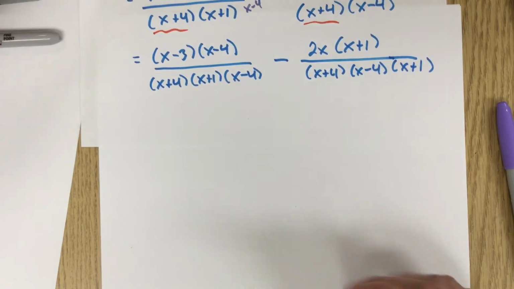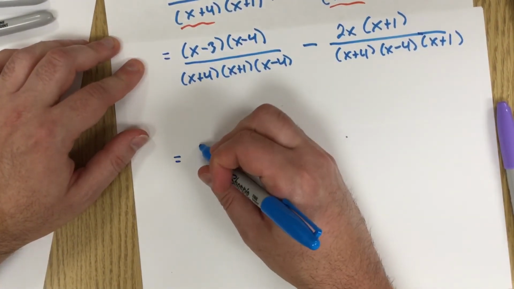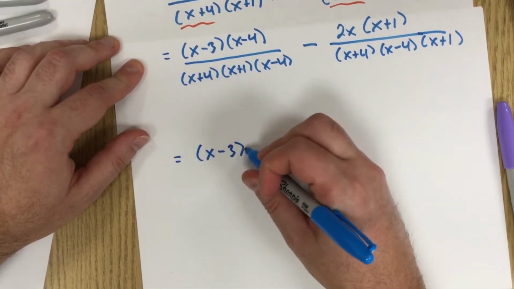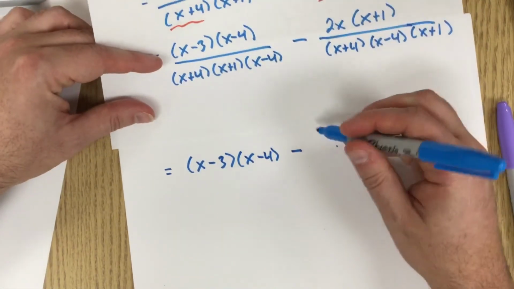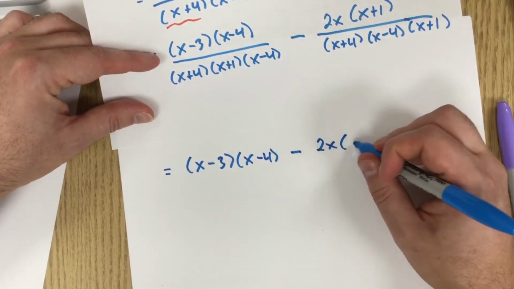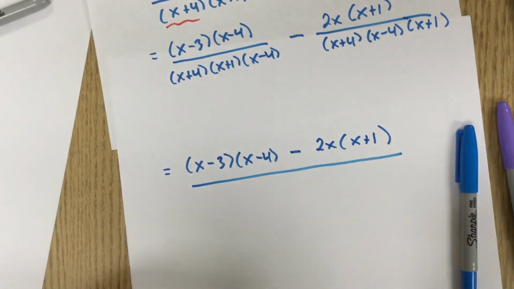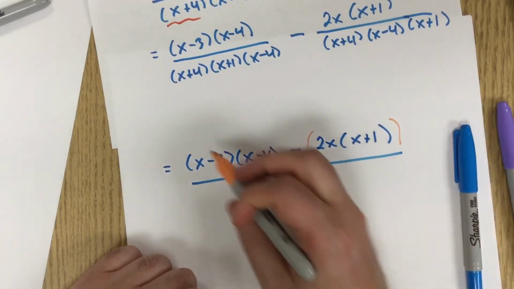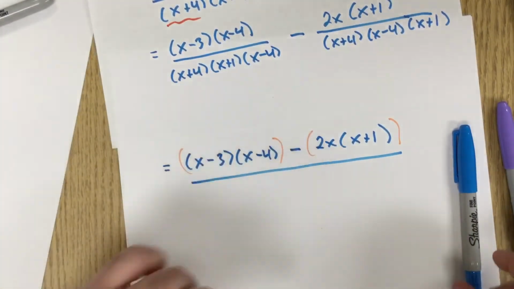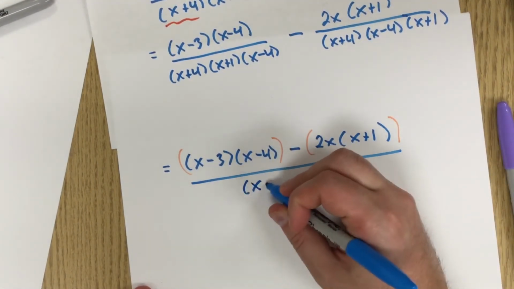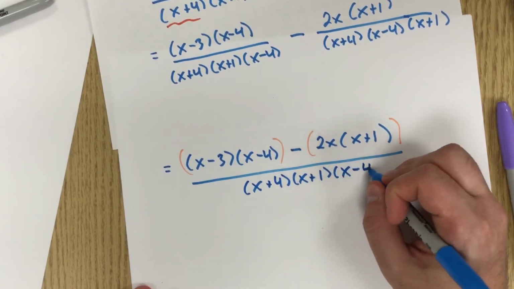So next page. We're going to put them together. It's going to be (x minus 3)(x minus 4) minus, and all this is going to have to go into a bracket, 2x times (x plus 1), all over, let's do that before I forget. That's 1 as well. It's going to be that minus that fraction minus that fraction, all over (x plus 4)(x plus 1)(x minus 4).